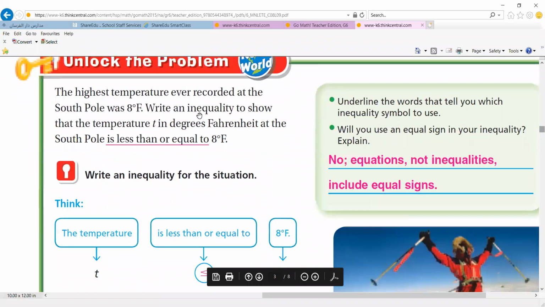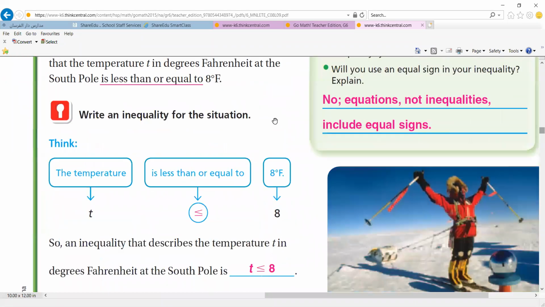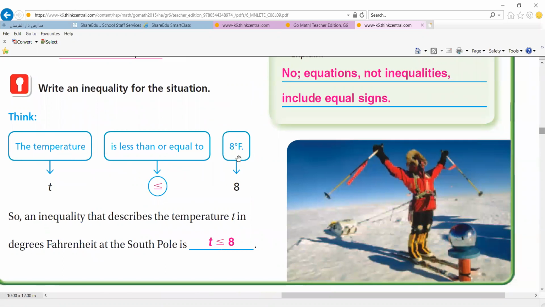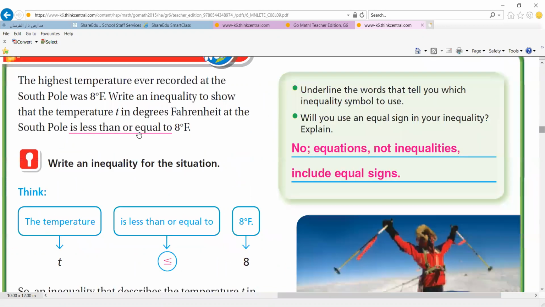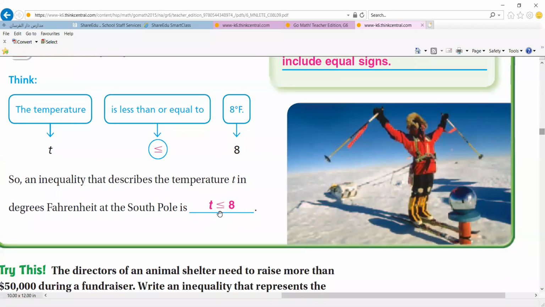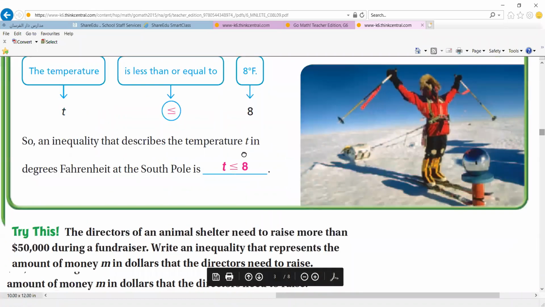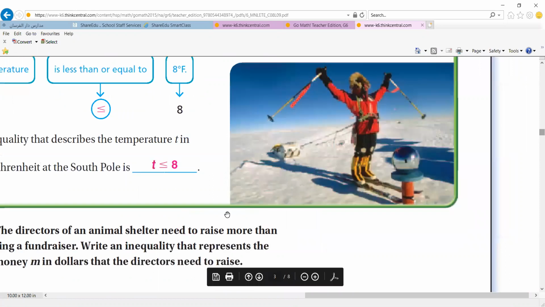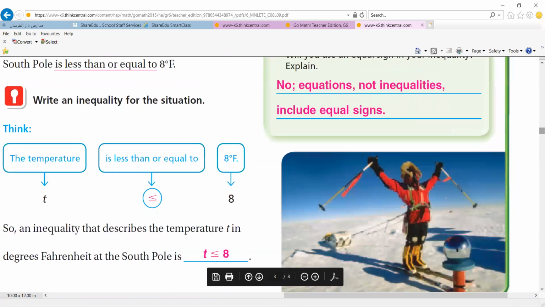The highest temperature ever recorded at the South Pole was 8 degrees Fahrenheit. Write an inequality to show the temperature T in degrees Fahrenheit at the South Pole. They have given you here that the temperature T is less than or equal to. Why did I say equal to? Because in the question, clearly they gave you less than or equal to, and even if they don't give you this, they tell you the maximum temperature, the highest temperature. That means it cannot be more than that. Either it has to be less than 8 or equal to 8. So please write it down. That is page number 471. Don't forget to write the date.